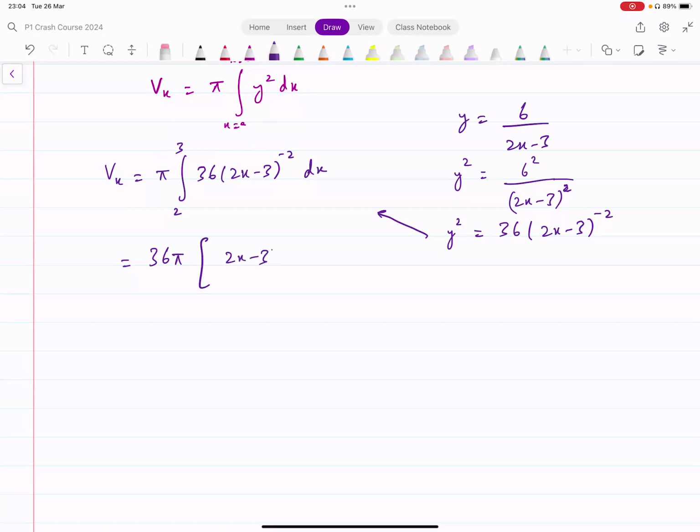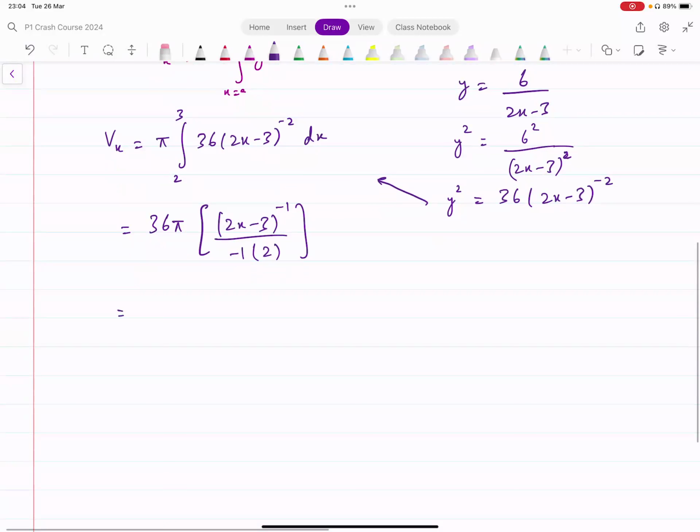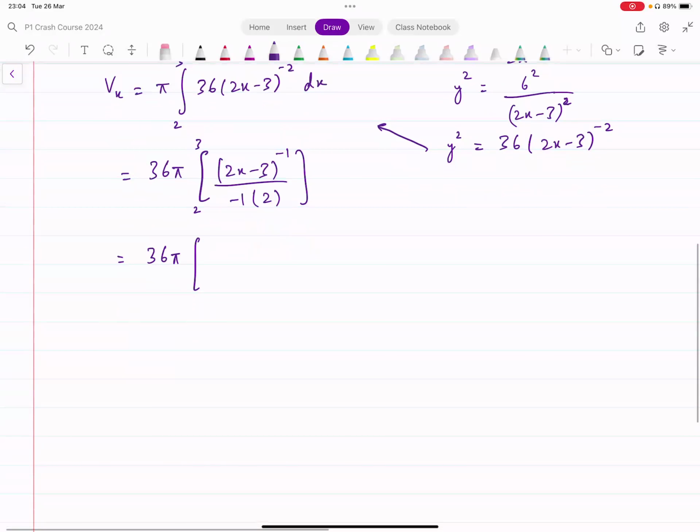You can say (2x minus 3) whole raised to power minus 2 plus 1, that's minus 1, divided by minus 1, and also divide by the derivative of this thing. What's the derivative of 2x minus 3? That's 2. And that is going to give you the result when you input limits from 2 to 3 inside this. 36 pi multiplied by, let me actually simplify this first before we input limits.